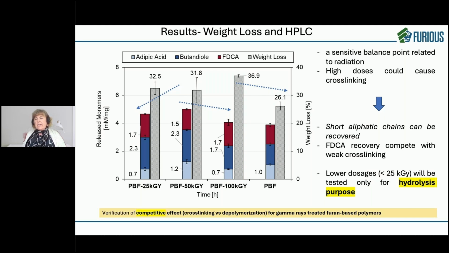On the contrary, if we choose the proper doses, we can promote the chain scission and we can recover a nice amount of FDCA that can be repolymerized, and this is a virtuous closing of the loop in terms of enzymatic recycling.